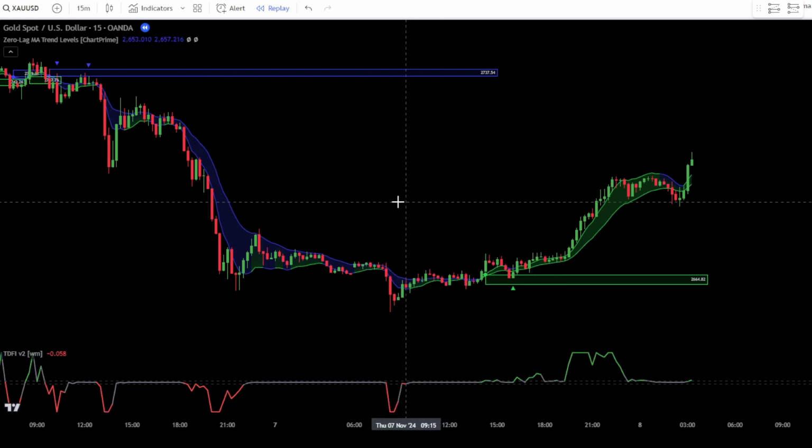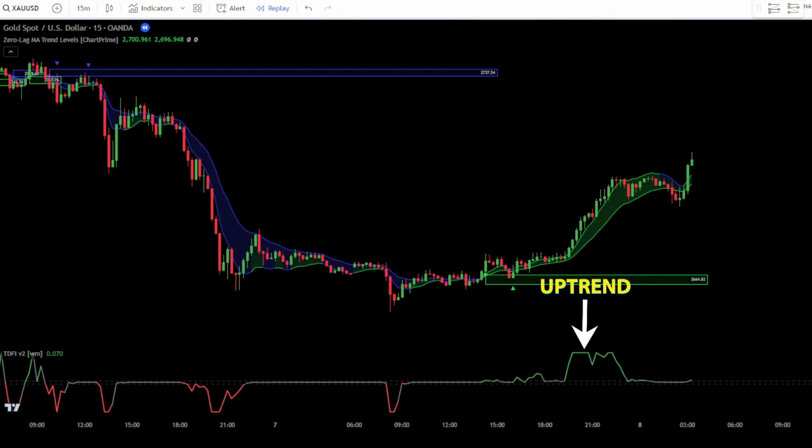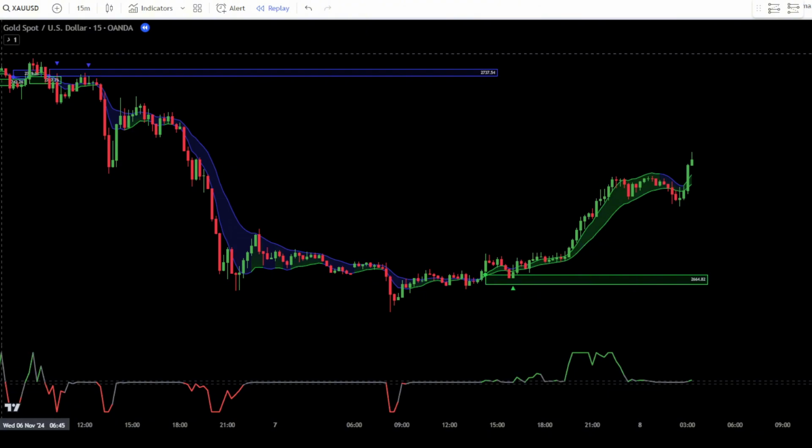The Trend Direction Force Index will now serve as a confirmation filter in the market. If the indicator turns green, it signals an uptrend confirmation. If the indicator turns red, it signals a downtrend confirmation. If the indicator turns gray, we recommend avoiding any entries in the market.